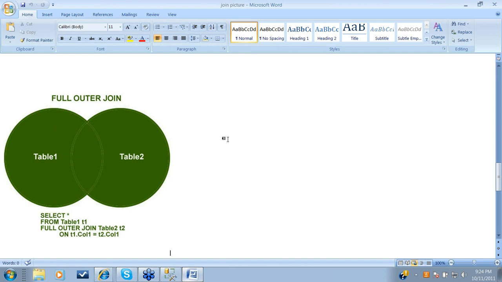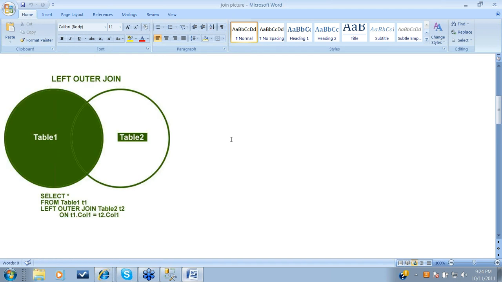Okay. So if you understand the concept of inner join and outer join, we can start talking about how we can implement this in SQL. But if you have any question regarding the concept, this is the right time to ask.